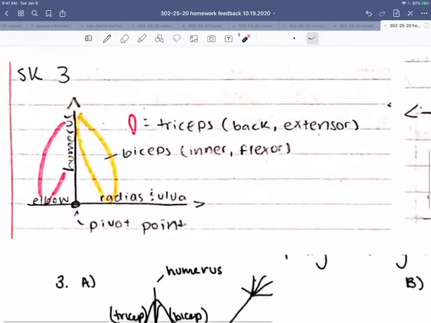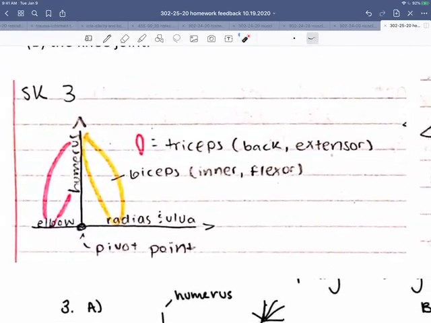Third was a sketch showing an extensor and flexor for the arm. So here's the humerus, your upper arm bone, and radius and ulna. They work together, but they're both long bones. And here is the joint at the elbow. This is, I think, the olecranon process. It sticks out at the back of your elbow.